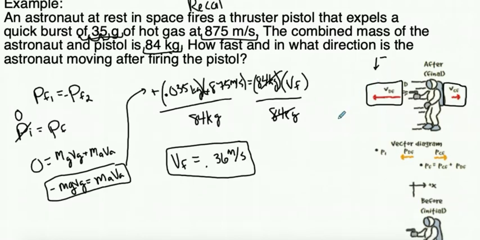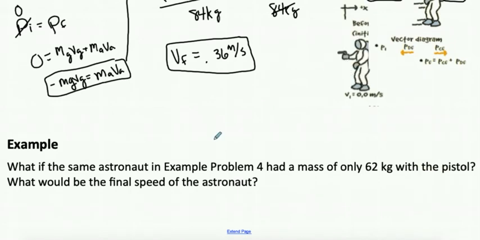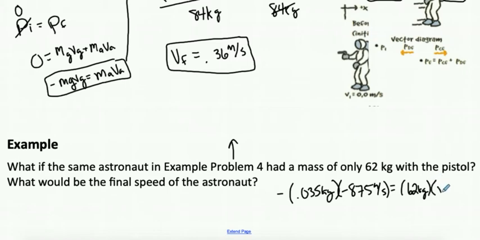We're changing some things around. So what if the same astronaut in example problem 4, which is the one above, had a mass of only 62 kilograms with the pistol? What would be the final speed of the astronaut? All right, well, let's write down what we had before. So we had negative, mass of the gas was 0.035, and it went 875 meters per second, but it was negative because it's going the opposite direction. And then our mass of the astronaut is 62 kilograms. And let's find that final velocity again.